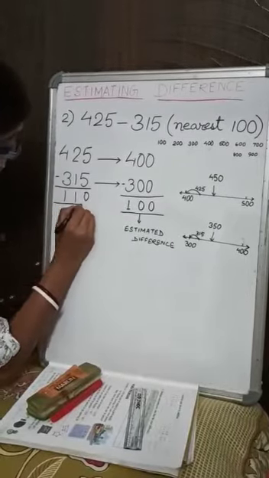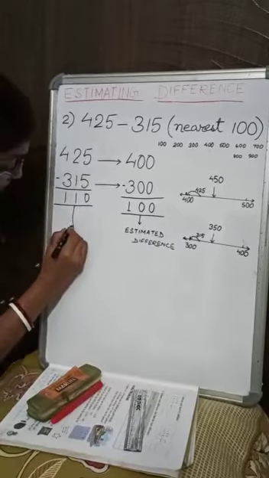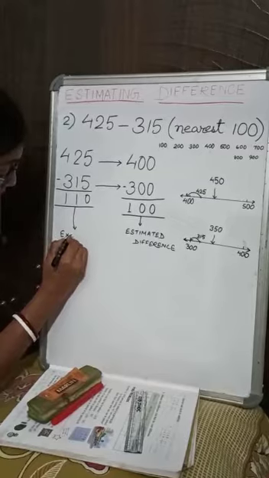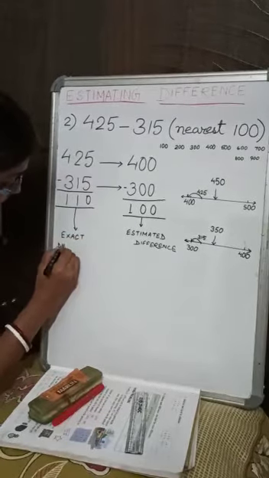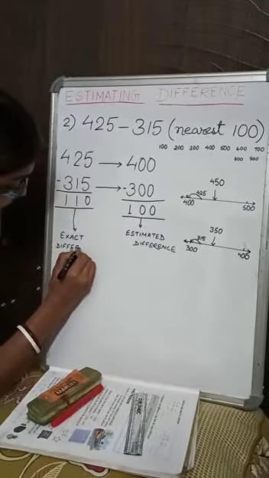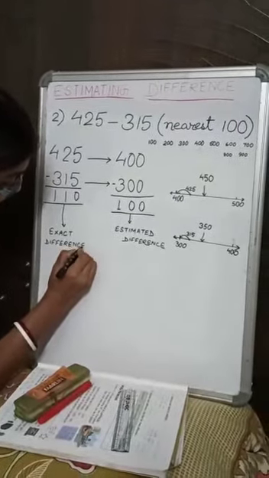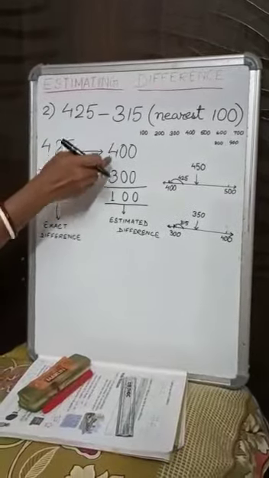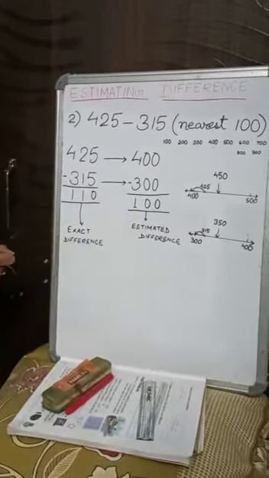So 110 we get. So this is our exact difference, or you can say actual difference. So 110 is the exact difference, and after rounding off these numbers we get 100, which is the estimated difference.